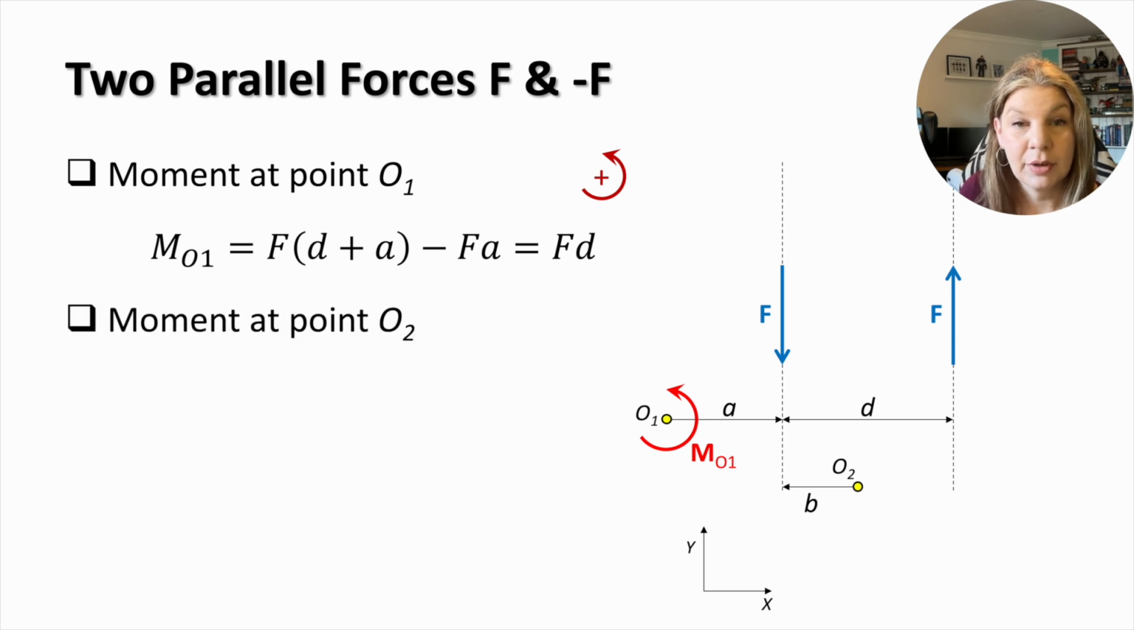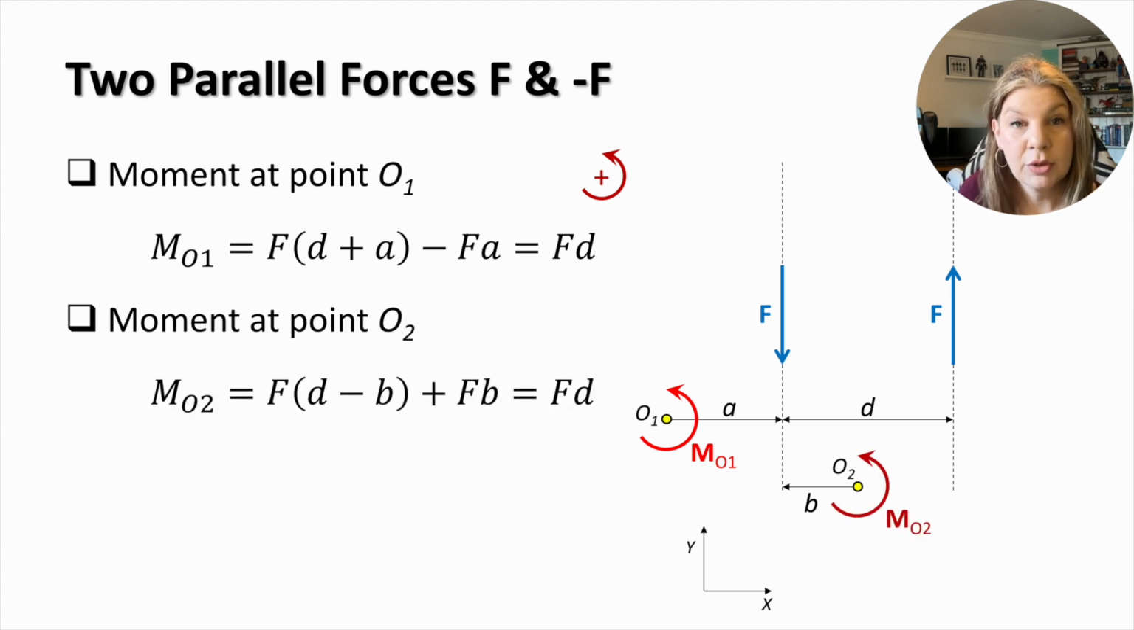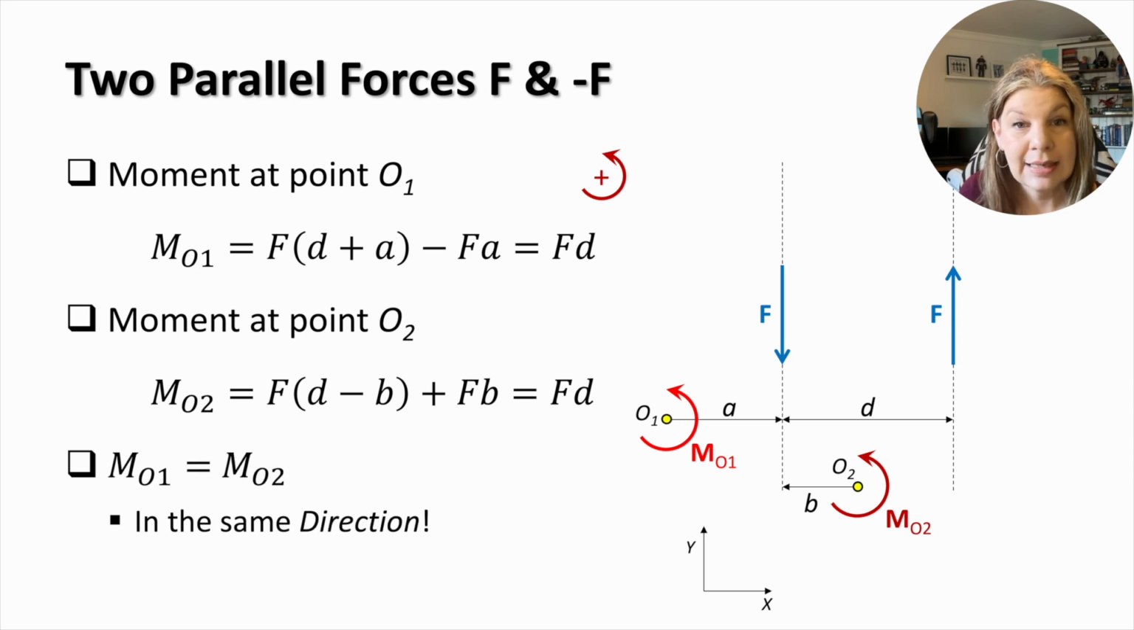Let's now consider point O2 at a distance B on the right from the line of action of the left force. The moment produced by the two forces around the point O2 also equals the magnitude of the force times the distance between the two forces, and the direction of this moment is also positive. As a result, we can see that a system of two parallel, equal and opposite forces produced the same moment at two different points on the plane.